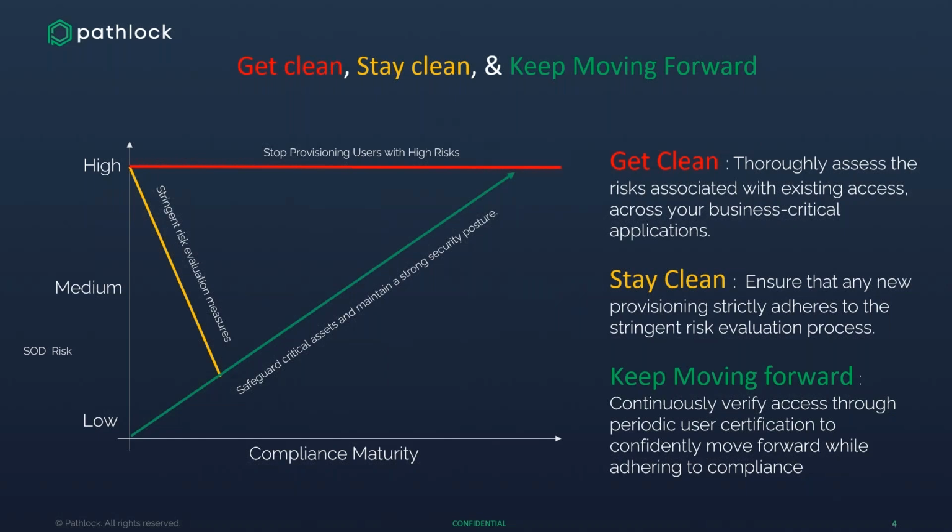Right. So this is the model that we follow at Pathlock. Whenever someone reaches out, if it's for SAP or if it's beyond SAP application, this is the model that we follow. Now, let's go to the first step of the process, which is stop provisioning users with high risks and making sure you are evaluating the users that are existing in your platform, right?